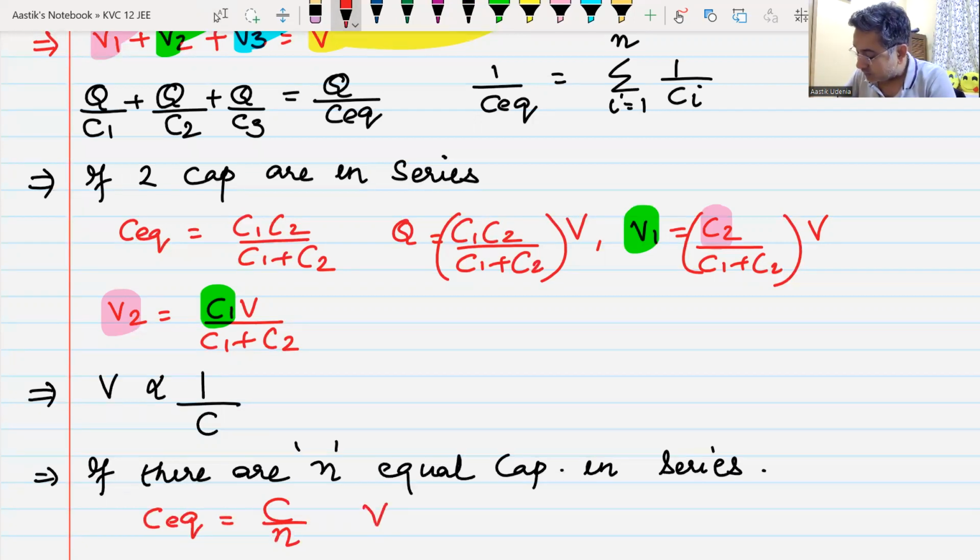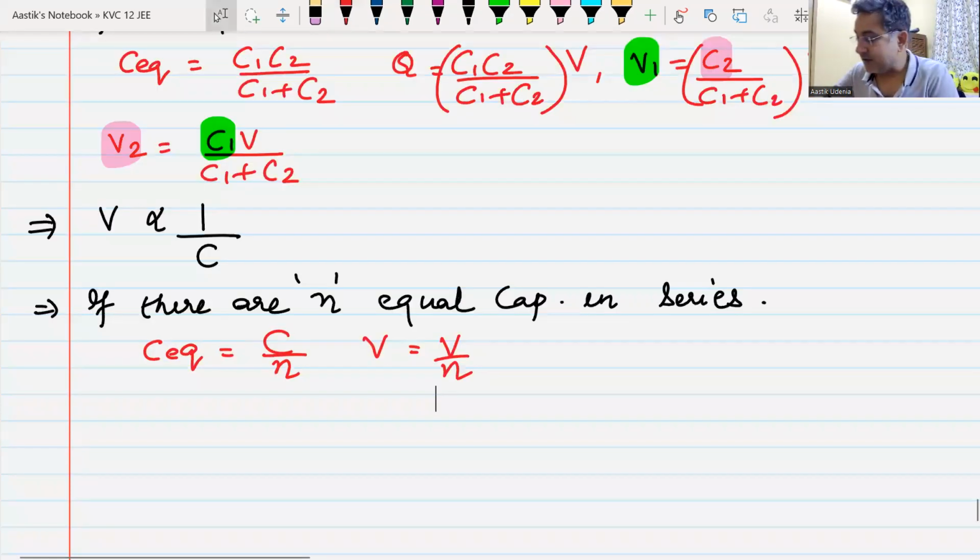And your voltage across each capacitor? It would be V by N. Do we understand this? Yes, sir. C equivalent will become C by N. That means whenever you place two capacitors in series, the effective capacitance is always less than the values of C1 and C2. It will always be less than the value of both C1 and C2.